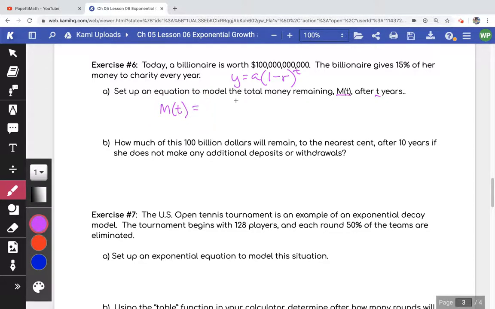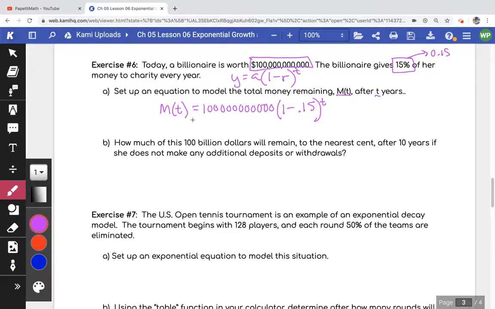And let's see what information we know. Do we know our initial amount? And we sure do. We know that our initial amount is going to be $100 billion. So we're going to have $100 billion right there. And then we're going to have 1 minus our rate at which we're decreasing by, and that's going to be 15%. But again, we want to change that to a decimal, so that's going to be 0.15. So it's going to be 1 minus 0.15 to the power of t.